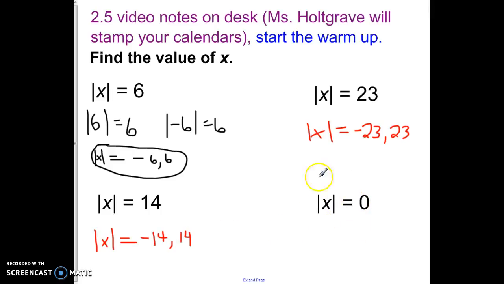And then we should all know the answer to this one. The absolute value of x equals 0. The answer should just be 0. You can go ahead and pause this video if there are any questions. If not, you can go ahead and move on.